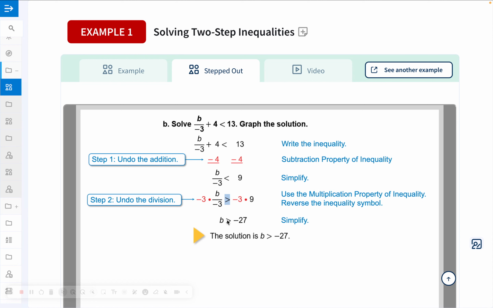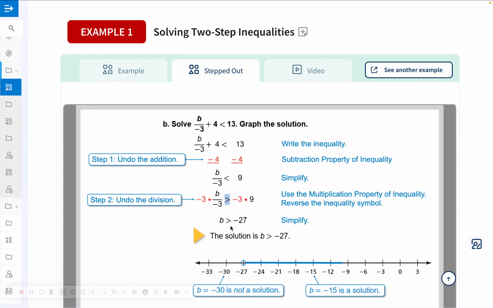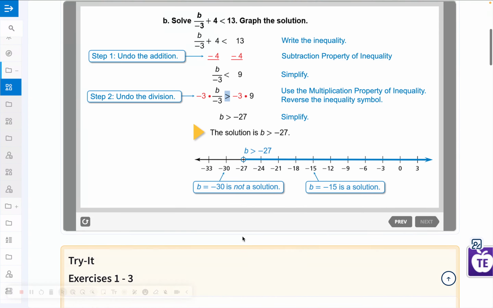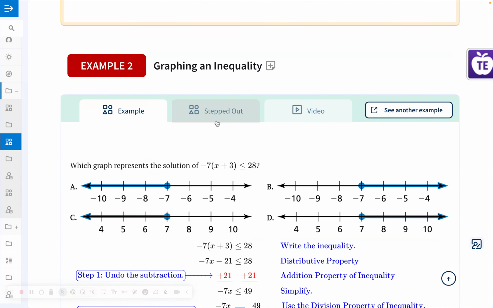So B is any number that is greater than, not shaded in, not equal to, -27. So it'll be an open circle pointing to the right. They're giving you an example like -15 works, -6, any number. Not -27 because it's not shaded in, but any number to the right of -27 works.